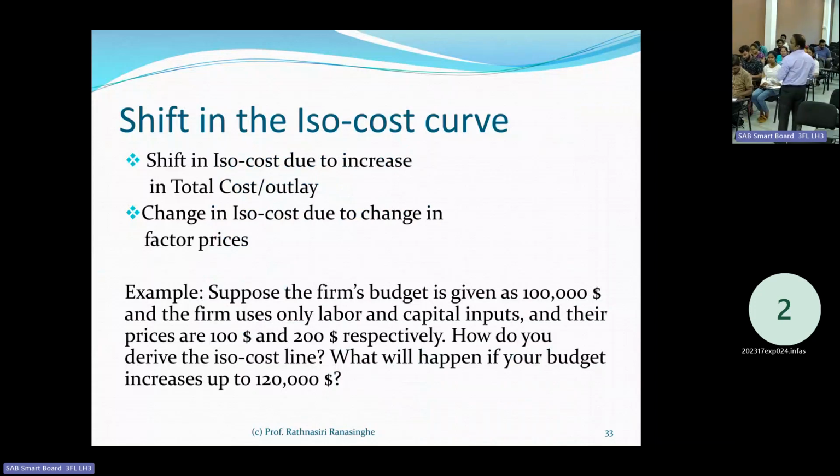So one thing is the cost, the total outlay that the firm needs to spend. The firm may propose a higher budget for expenditure for the next year. So probably that will shift the entire isocost curve to the right, increasing the outlay. And the other one is the change in the prices.